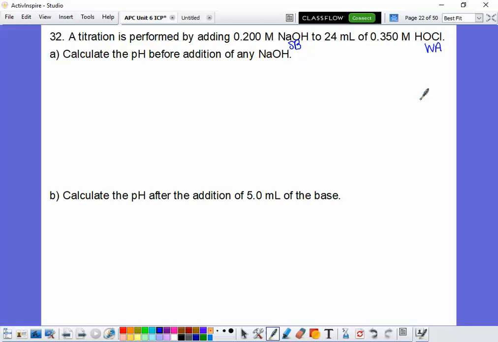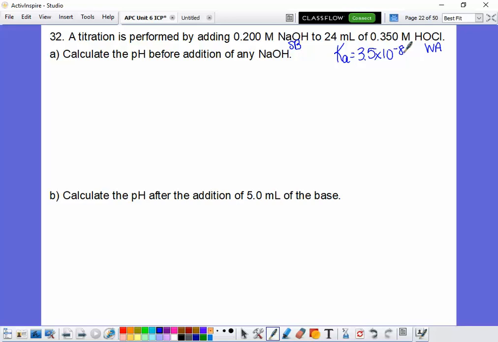Is there anything else that you think needs to be given for us to do this problem? Maybe a constant we need? We need the Ka of HOCl. Ka of HOCl is 3.5 times 10 to the negative 8. Okay?